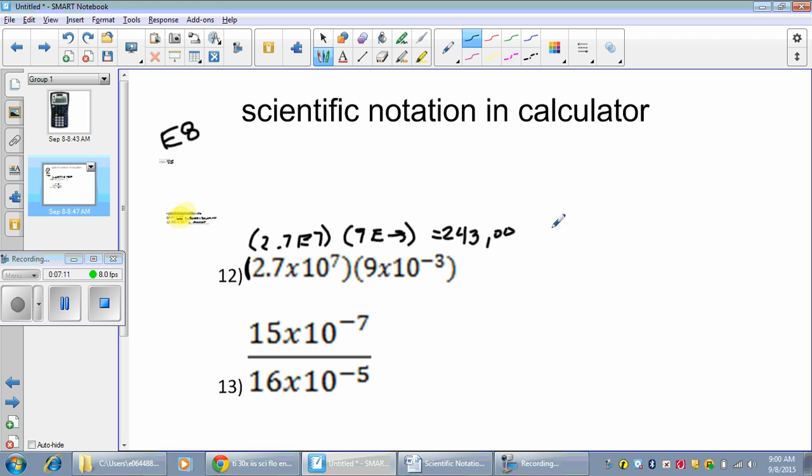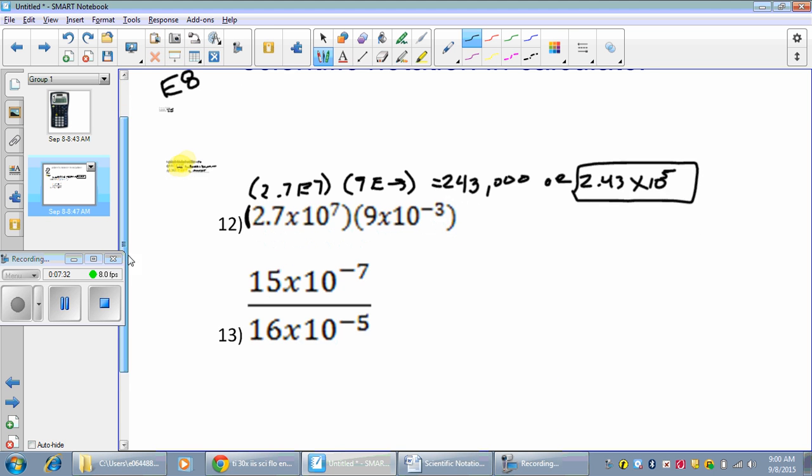243,000. And of course, if you did that in scientific notation, you can have it in sci, right? So you don't have to write all these zeros out. 2.43 times 10 to the 5. That's the quick way. If there were a unit, you'd want to, of course, put the unit. Okay, 2.43 times 10 to the 5th power. Okay, pause it and try this one out.